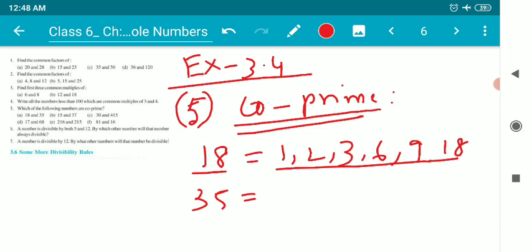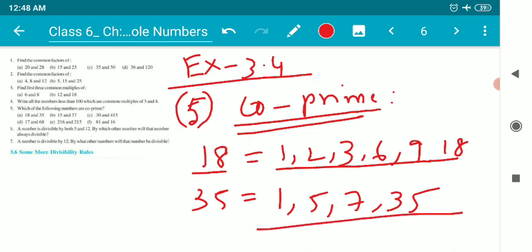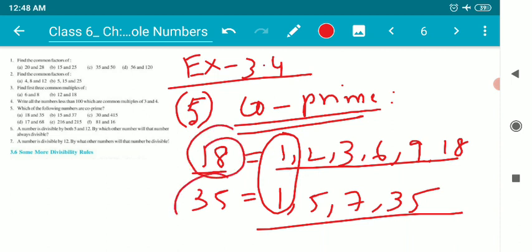35. What are the factors of 35, children? 1, 5, 7, and 35 itself. These are the factors of 35. So children, what can we find over here? Only one is common between them. One is a common factor of 18 and 35. So yes, they are co-primes of each other. These are co-prime numbers. I believe it's clear to everyone.